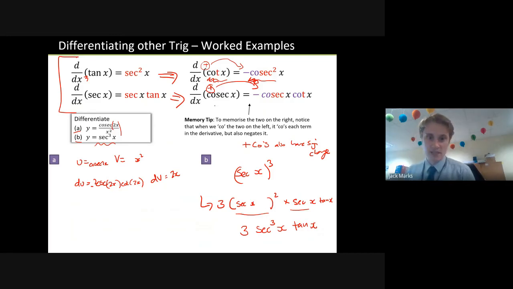An interesting property of sec is that the power for the sec stays the same. So this is sec cubed, and look, sec cubed appears again in it, except with the tan x.